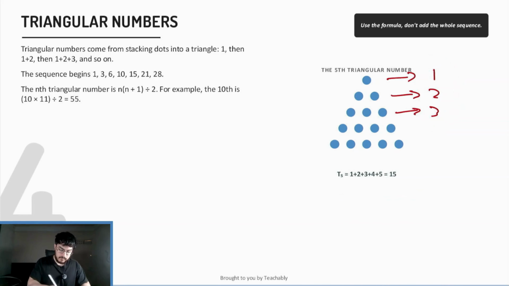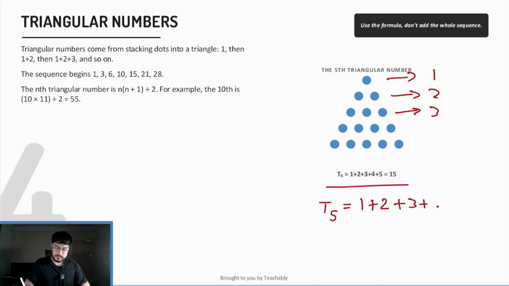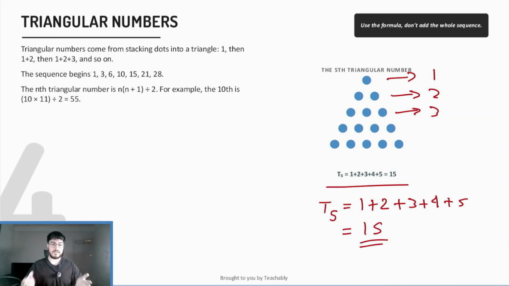So if we want to know the 5th triangular number, representing it as T with a subscript 5, that's going to literally be 1 plus 2 plus 3 plus 4 plus 5, until we've added 5 consecutive numbers together, and you end up with 15. And if you wanted the 10th triangular number, you do 1 plus 2 plus 3 plus 4 plus 5 plus 6 plus 7 plus 8 plus 9 plus 10, add them together, and then you get the 10th triangular number.